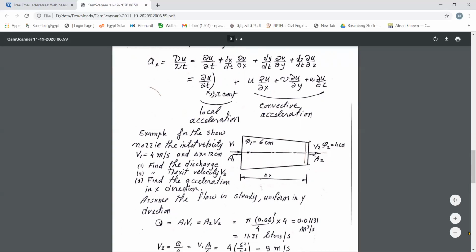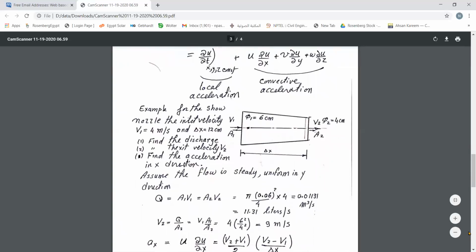Okay. Now he would like to know: he has the inlet velocity at 4 meters per second, and the inlet diameter at 6 centimeters. The exit diameter is 4 centimeters. As I told you, the exit area is smaller, so that we have higher speed. We can calculate the discharge. He wants to find the discharge, the volume flow rate. The volume flow rate will be in cubic meters per second. If I ask for mass flow rate, it would be kilograms per second, and in this case, we multiply by density. But here we only want to get the discharge. We would like to get the exit velocity, V2. We would like to have the acceleration in the x direction. This flow is one-dimensional. I mean, the flow changes only in the x direction.